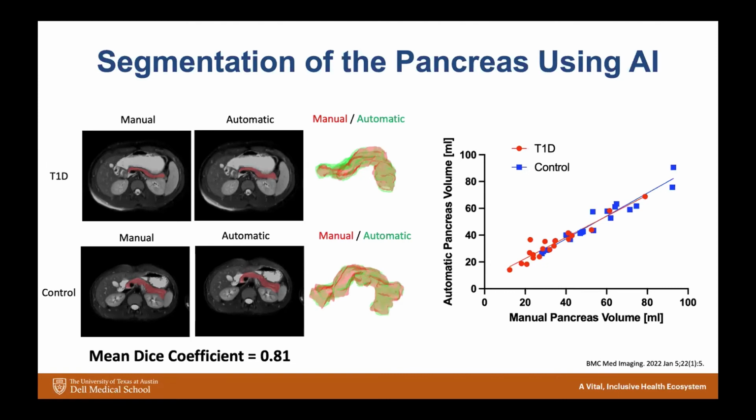And when we do that and then show the algorithm a pancreas that it's never seen before, and ask it to segment the pancreas, it does a really good job. We get a Dice coefficient in the 0.8. And pretty good overlaying of these two. We tend to see a little bit of disagreement between the human reader and the segmentation at the margins of the pancreas.